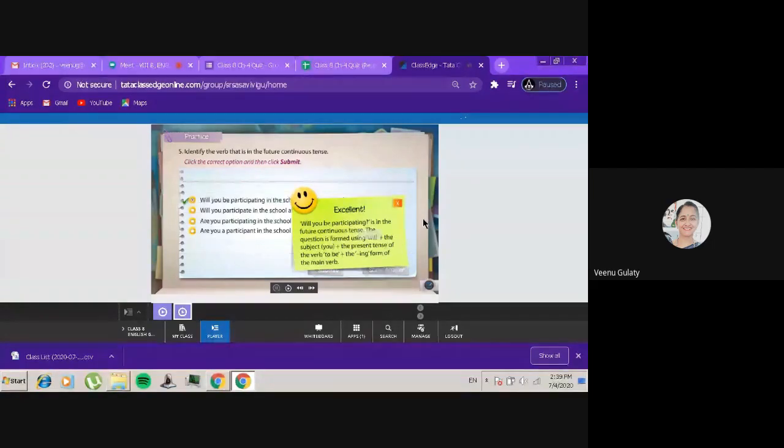The question is formed using will plus the subject you plus the present tense of the verb to be plus the ing form of the main verb.